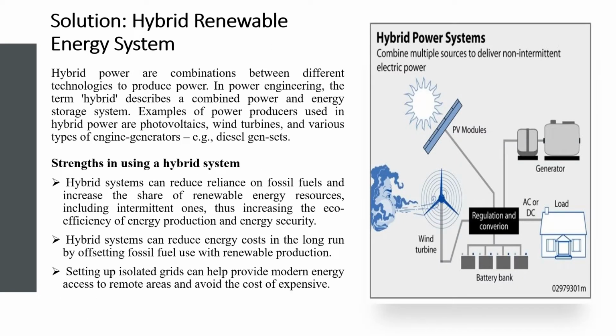So this is a diagram of a hybrid power system. As you can see, a hybrid power system consists of a PV module and wind turbine with a battery bank system, and there is a diesel generator as well. Some of the strengths of hybrid energy systems are that they can reduce the reliance on fossil fuels and increase the share of renewable energy systems. Hybrid systems can reduce energy costs in the long run, and setting up isolated grids can help provide modern energy access to remote areas and avoid the cost of expensive diesel, which I just mentioned earlier.